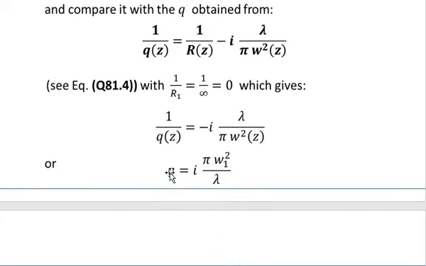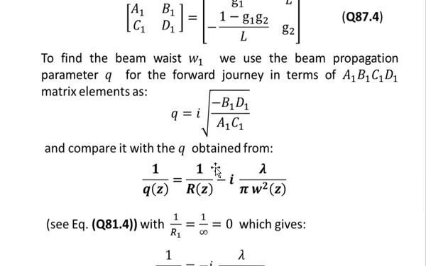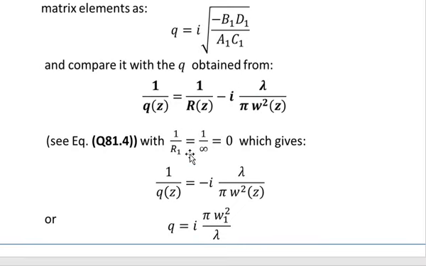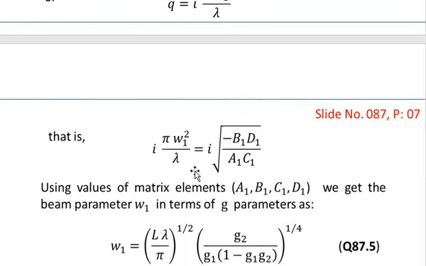So I can write Q1 over here instead of Q. So Q1 is equal to iota times pi W1 square over lambda. And this is also Q1 because it is the complex radius of curvature at the initial location, that is at the location of mirror 1. So we have this Q1, we have this Q1 also, and then you can equate the two Q1, or equivalently the two Qs together, to get this relationship.